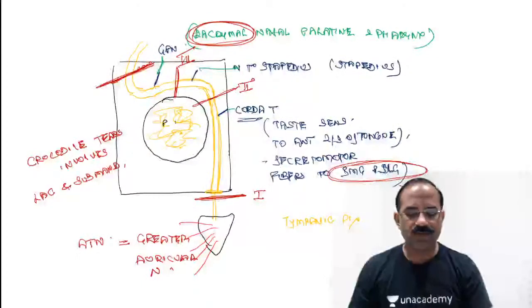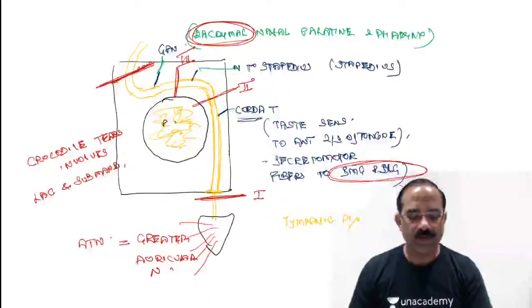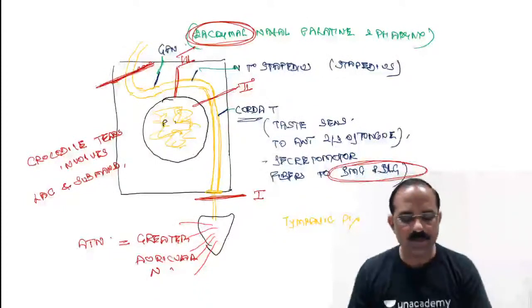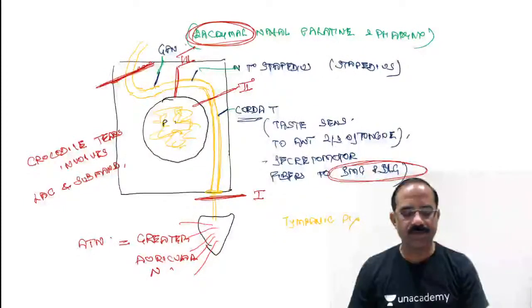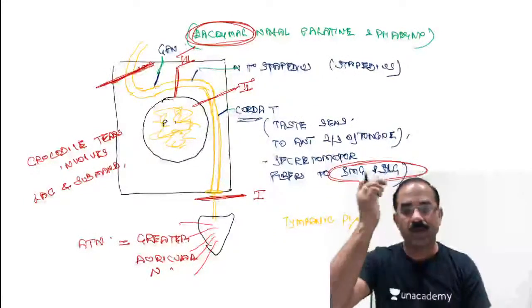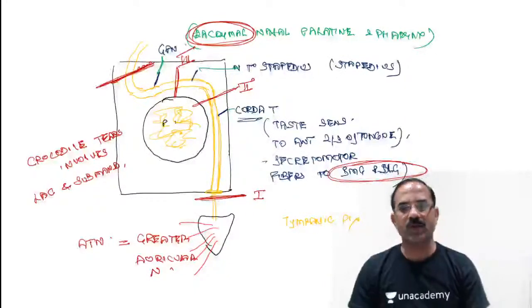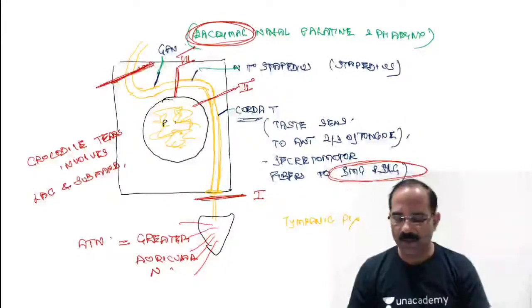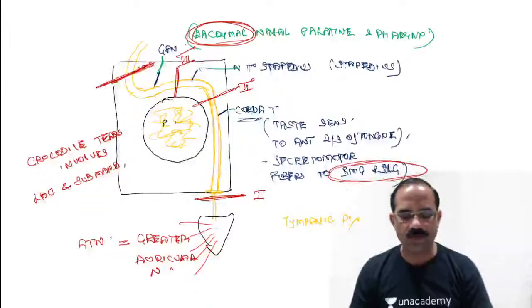Students, come on. The tympanic plexus belongs to which nerve? Yes, Karthik. Glossopharyngeal nerve. It belongs to the glossopharyngeal nerve. You know this, no? The tympanic plexus belongs to the glossopharyngeal nerve.